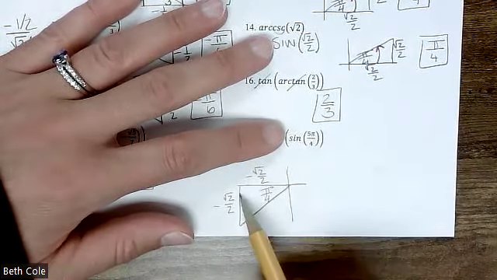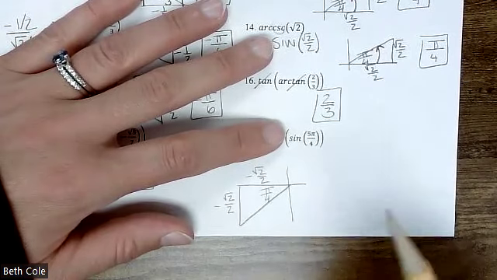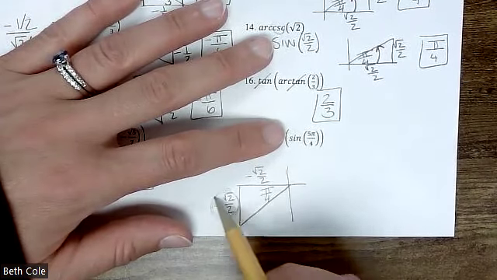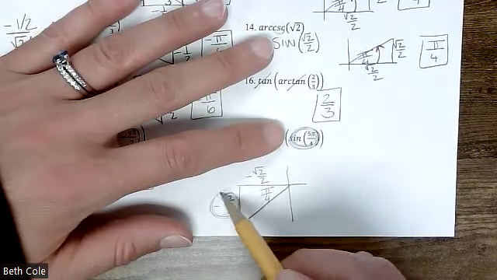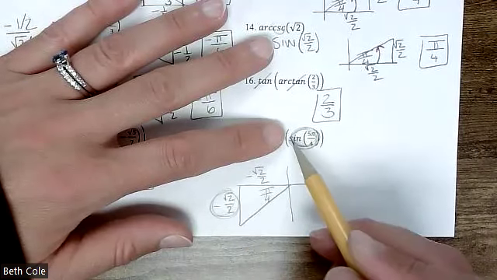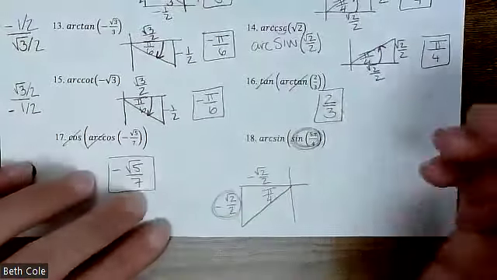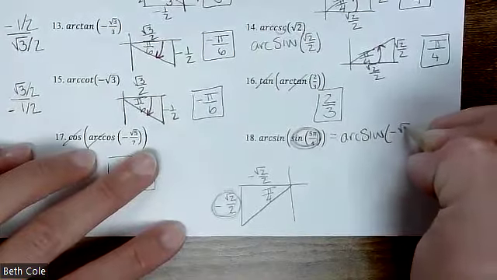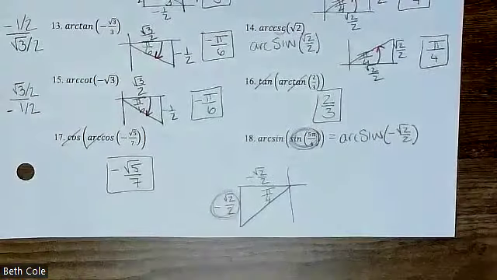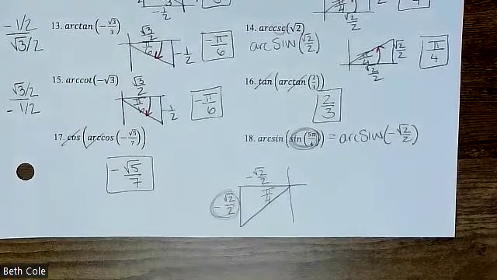Now it says sine is the y value. Now they end up being the same thing, but sine is the y value. So this part I'm circling right here, this sine 5π/4 is negative square root of 2/2. So I'm going to uncover this with my finger. This is arc sine of negative square root of 2/2. And now you're back to a problem exactly like all the other ones that we did on this sheet.